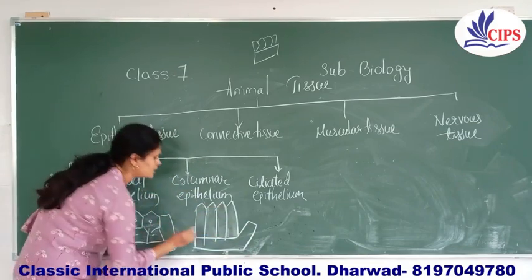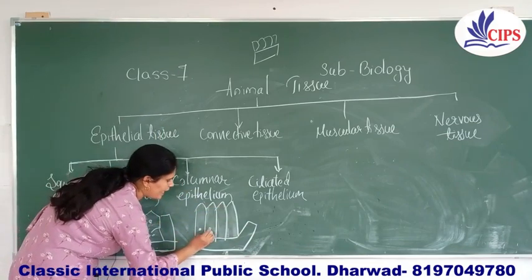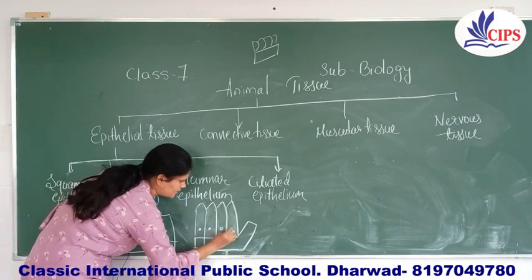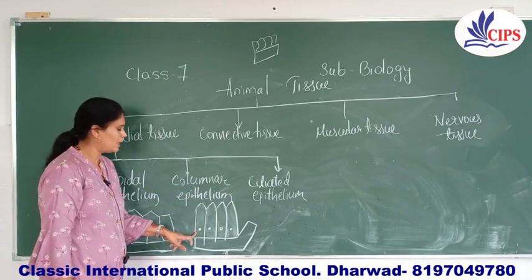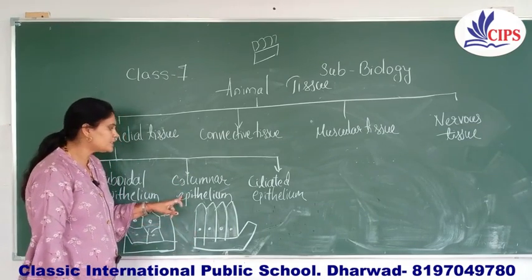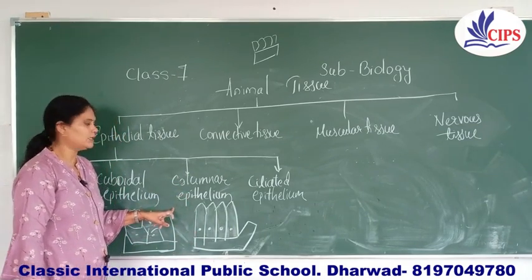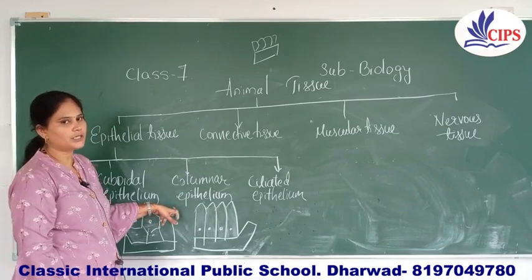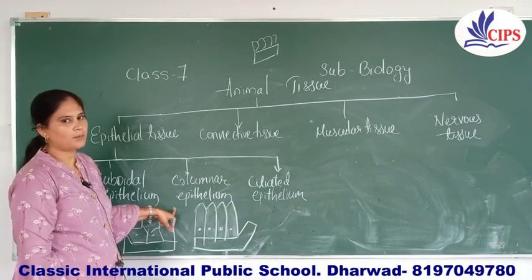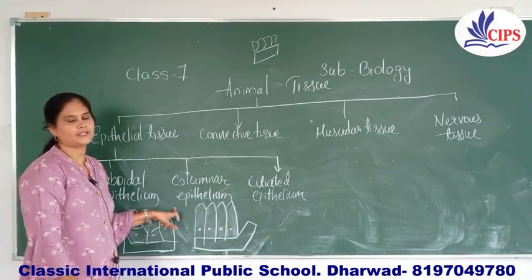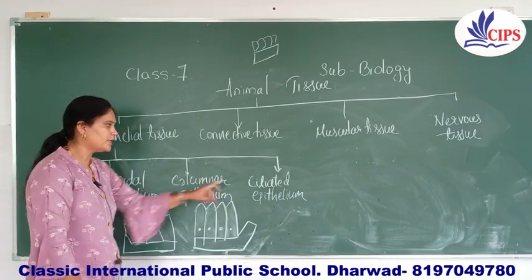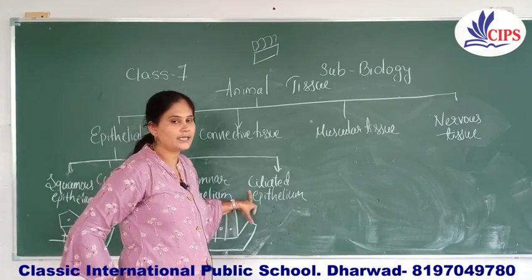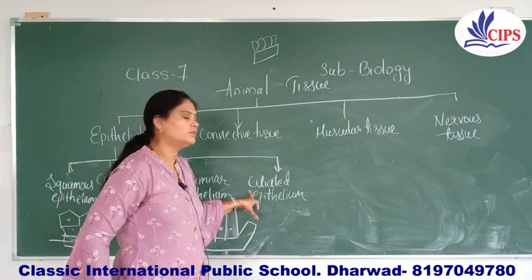Generally, the nucleus is present at the base. These columnar epithelium tissues are generally present in the stomach and in the intestine and help in absorption. Now, move to the ciliated epithelium tissue.